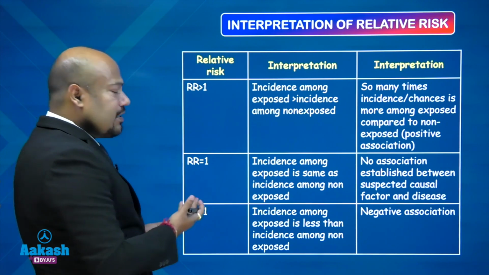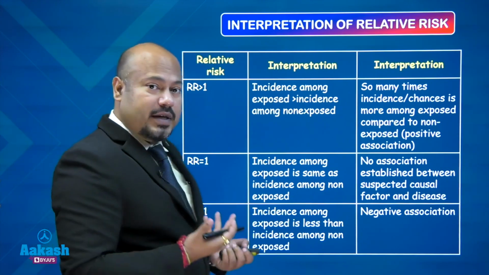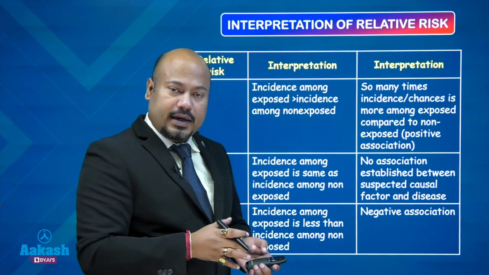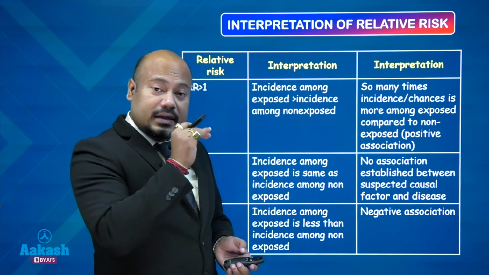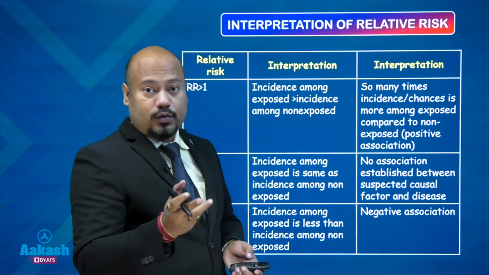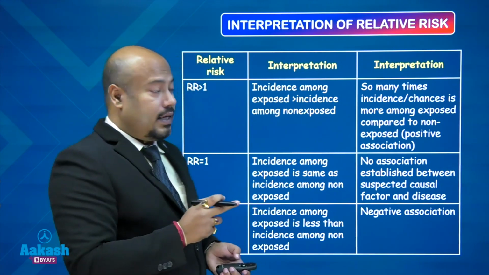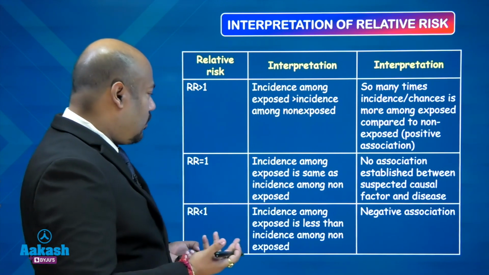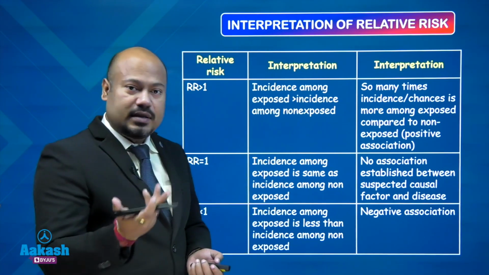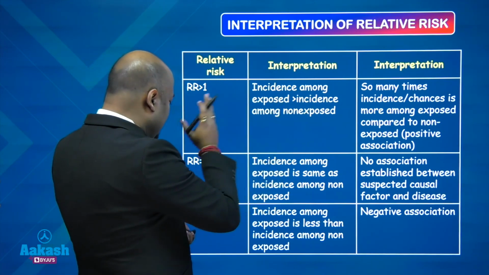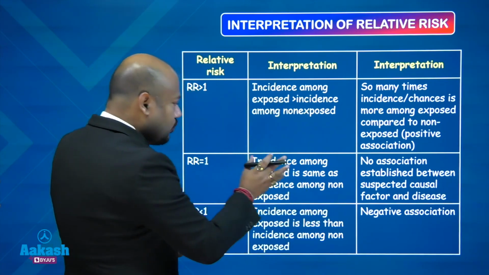Now what is the interpretation? Suppose relative risk is more than 1. It means the incidence among the exposed is more than the incidence among non-exposed. If it is less than 1, it means the incidence among exposed is less compared to the incidence among non-exposed, which is a negative association. And if it is equal to 1, it means same, neutral, there is no association, which means incidence among exposed is same as the incidence among non-exposed. So more than 1 positive association, less than 1 negative association, equal to 1 no association.